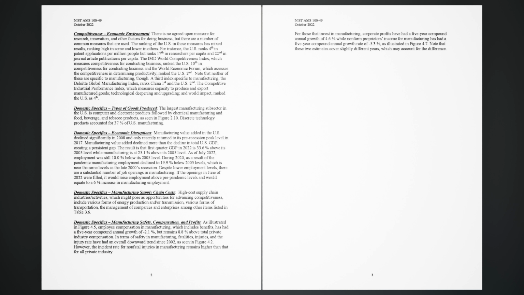as fourth. Domestic specifics, types of goods produced. The largest manufacturing subsector in the U.S. is computer and electronic products, followed by chemical manufacturing and food, beverage, and tobacco products, as seen in Figure 2.10. Discrete technology products accounted for 37% of U.S. manufacturing.